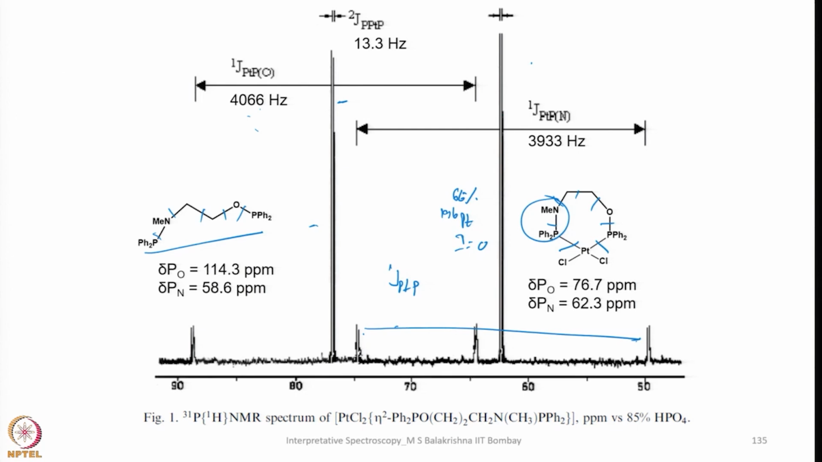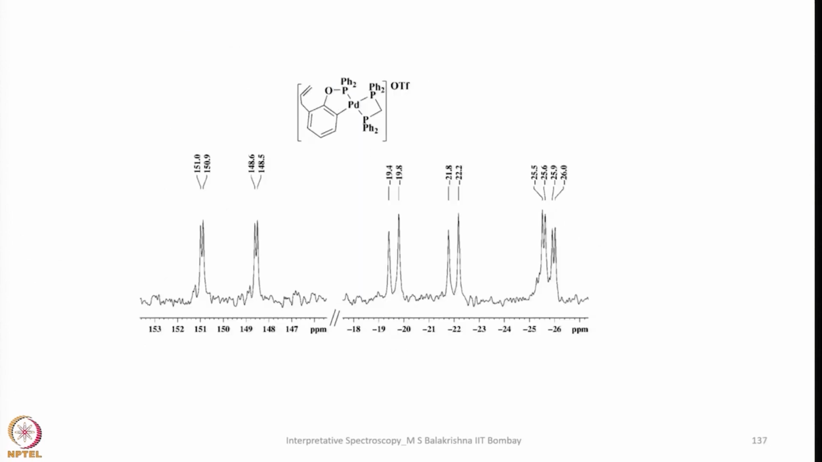And this is again an interesting molecule here. You can see the structure has a puckered chelate ring. You can see here now they are coupled through space. One more example is here. Just look into this molecule here. This is a cationic complex.